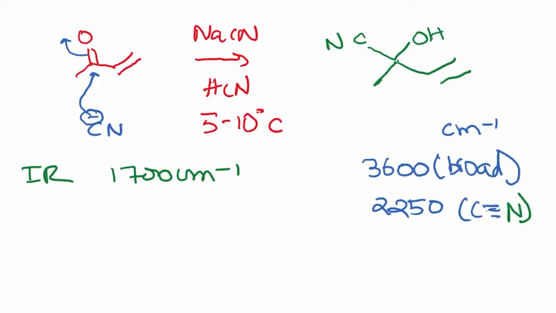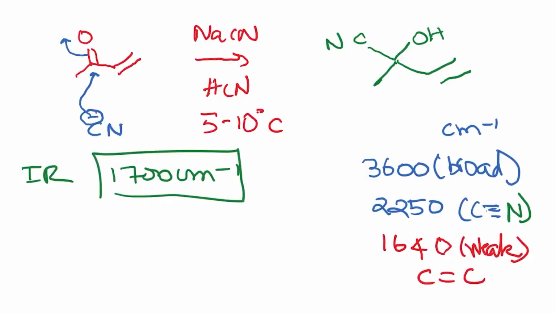And lastly, I see a peak at around 1640, which is quite a weak signal that corresponds to the C=C. Most importantly, the carbonyl stretching frequency that I saw before is absent. All of these data suggest that this is the product. They're consistent with the formation of this product.